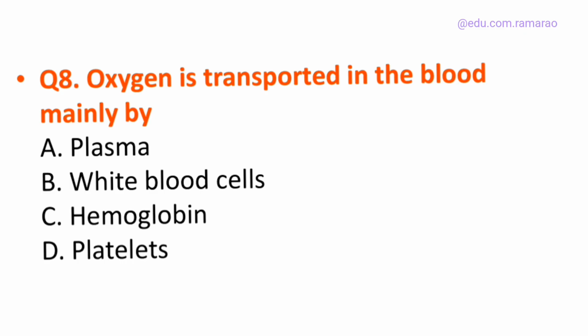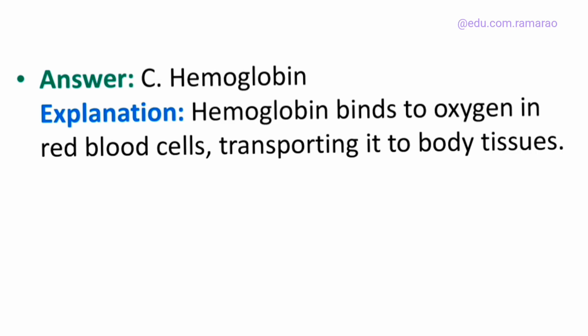Oxygen is transported in the blood mainly by option A plasma, option B white blood cells, option C hemoglobin, option D platelets. The correct answer is option C hemoglobin. Hemoglobin binds to oxygen in red blood cells, transporting it to body tissues.